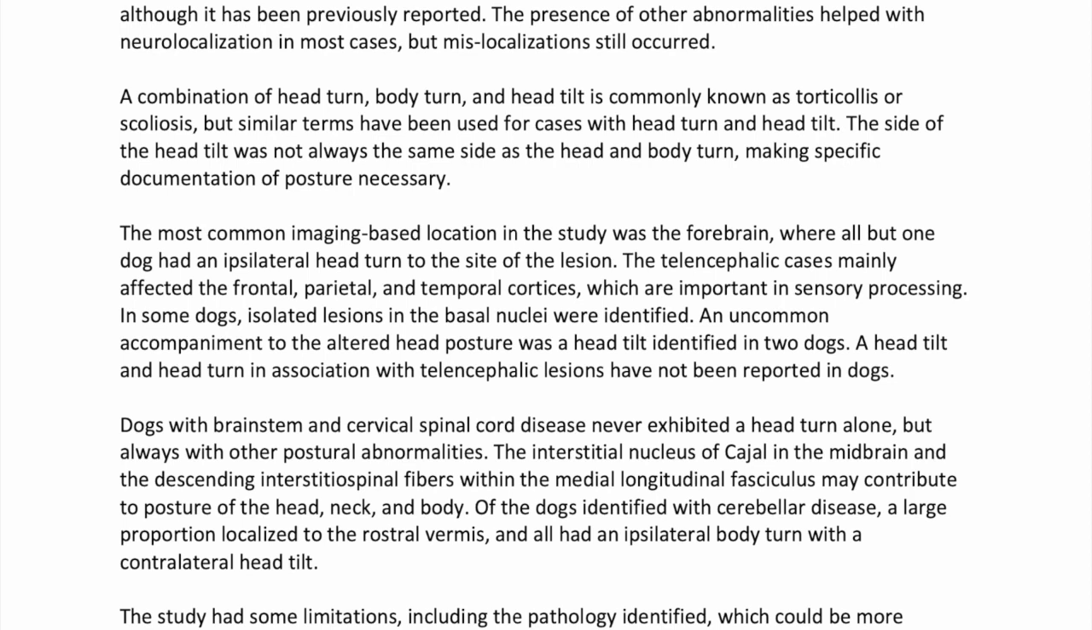The telencephalic cases mainly affected the frontal, parietal, and temporal cortices, which are important in sensory processing. In some dogs, isolated lesions in the basal nuclei were identified. An uncommon accompaniment to the altered head posture was a head tilt identified in 2 dogs. A head tilt and head turn in association with telencephalic lesions have not been reported in dogs.